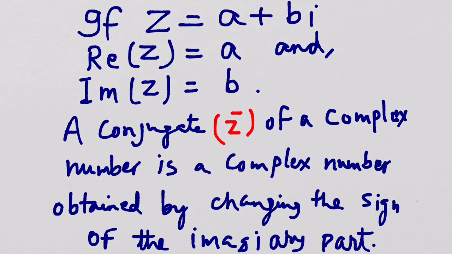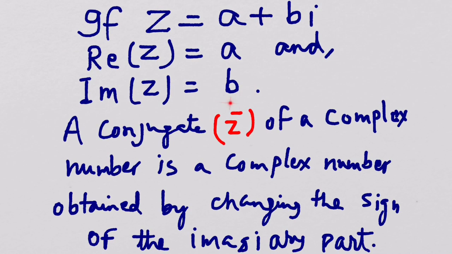Conjugate of a complex number. Let us start with taking one complex number. So if z is equal to a plus bi is a complex number, then we know that the real part of this complex number is a and the imaginary part of this complex number is b. This we have already discussed in previous videos.